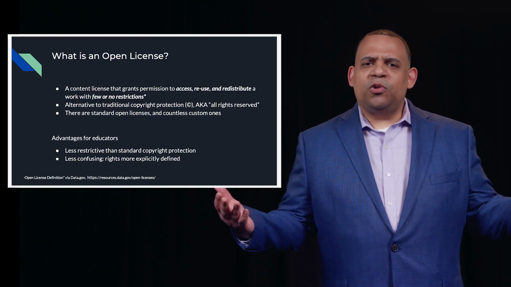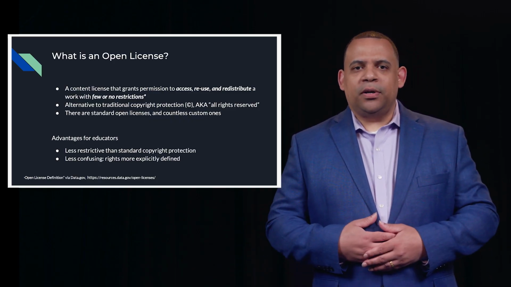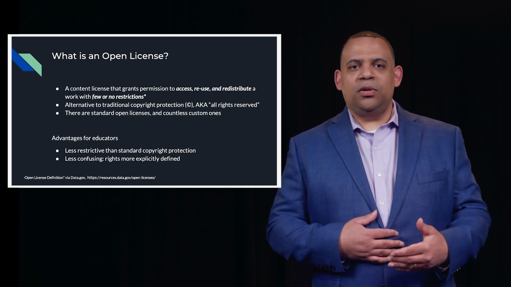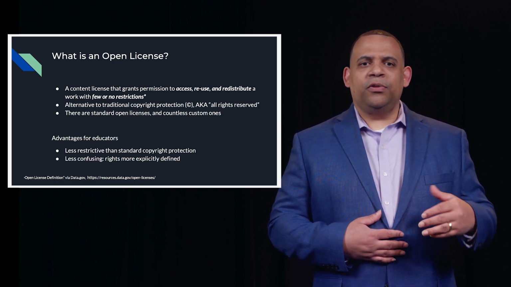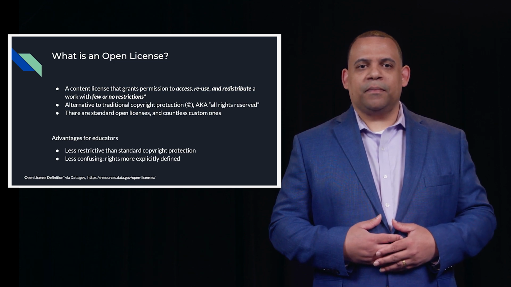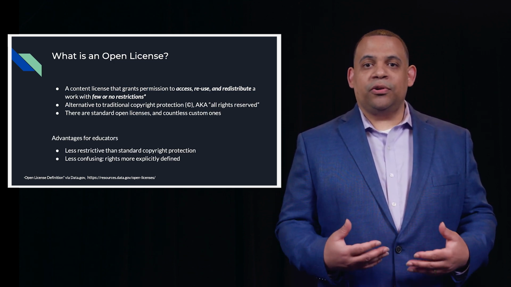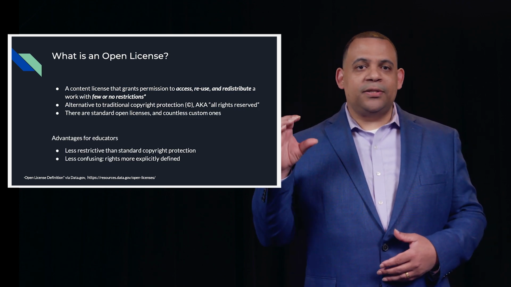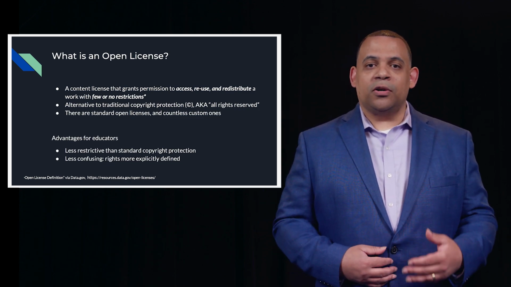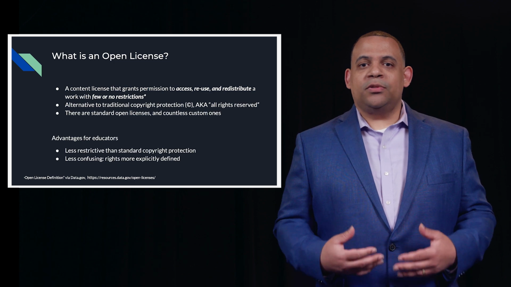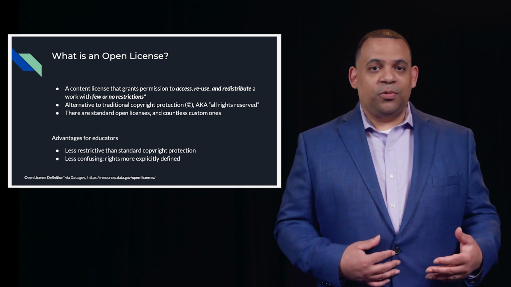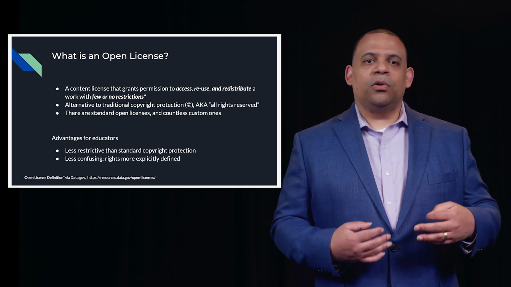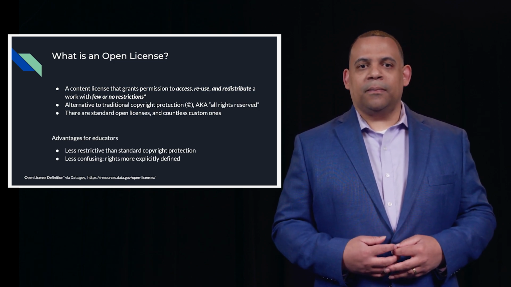But now, what is an open license? Simply put, it's a content license that grants permission to access, reuse, and redistribute a work with few or no restrictions. Open licenses are an alternative to traditional copyright protection, as denoted by the copyright C symbol or all rights reserved R symbol. When it comes to open licenses, there are standard ones like those provided by Creative Commons, and there are also many custom or website-specific licenses out there.